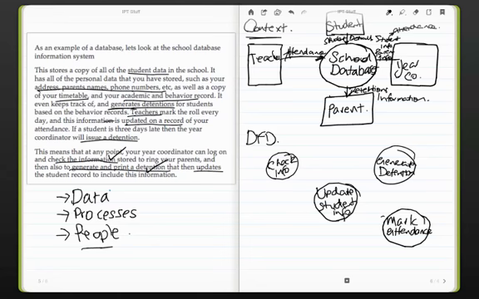Okay, so that's there. Updated on the record of student attendance. Students 3 days late, so that goes to the detention. Now we also have some external entities here, obviously. So we've got, oops, the year coordinator.